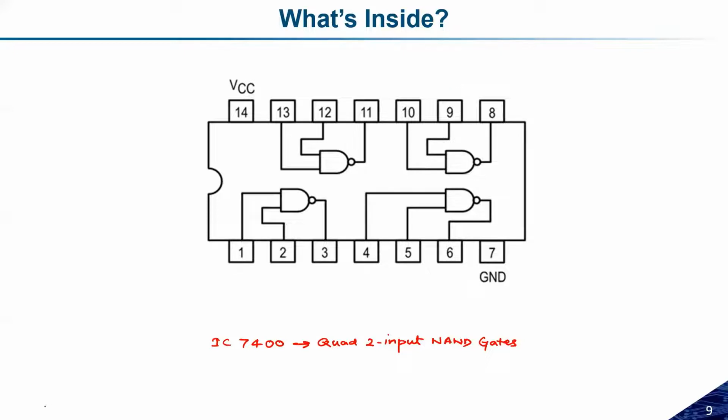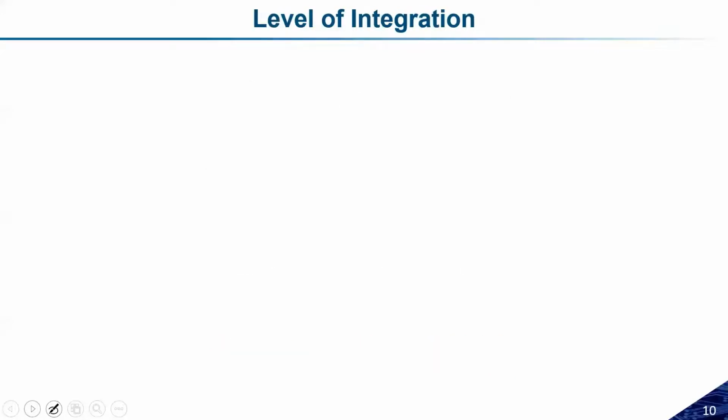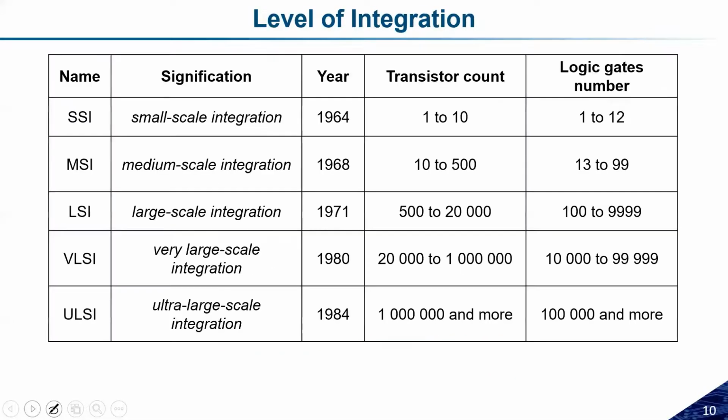But suppose I have a larger number of functions that need to be embedded in an IC, in that case, the level of integration is really important. The level of integration indicates how many transistors we have, how many logic gates we have, and how many functions we can implement out of it. If the number of transistors is from 0 to 10 and the logic gates are 1 to 12, we call it SSI, or small scale integration logic.